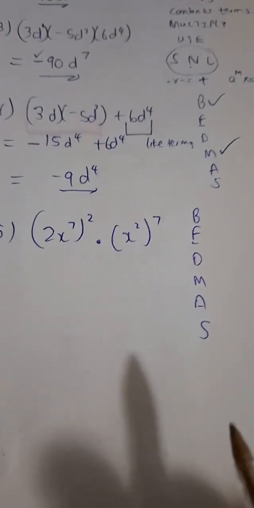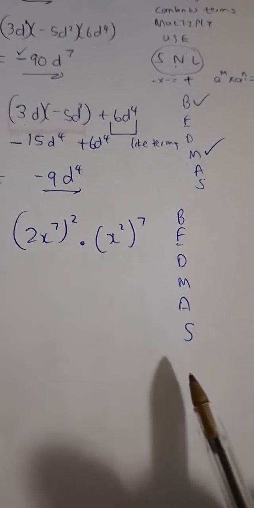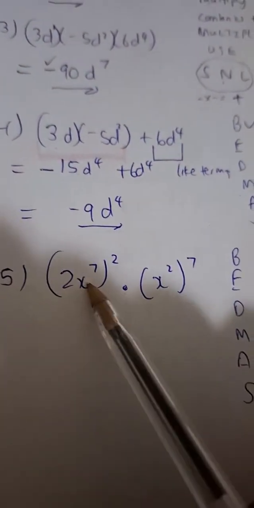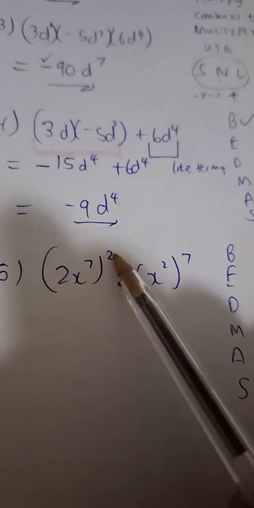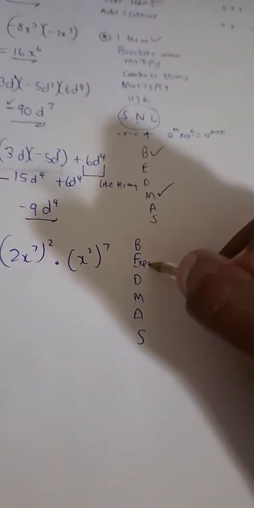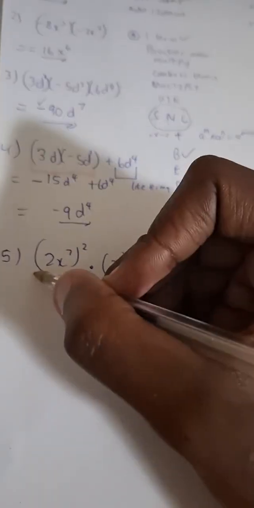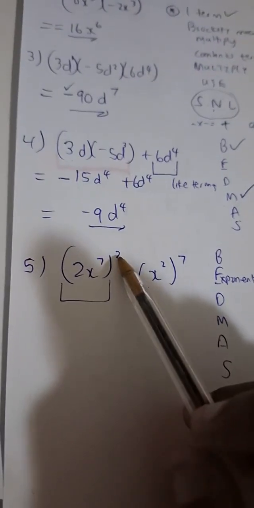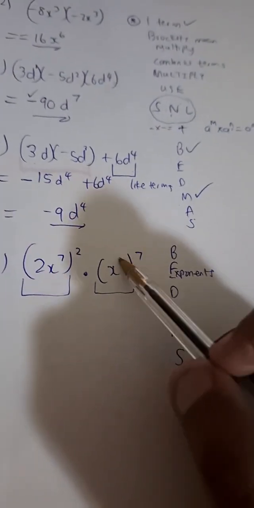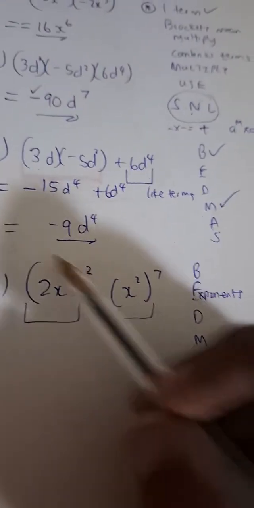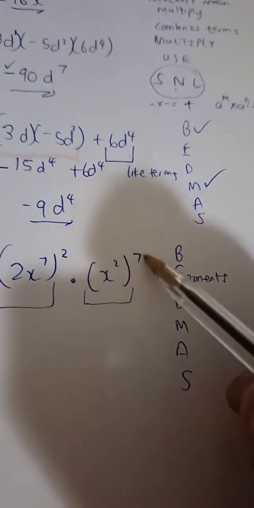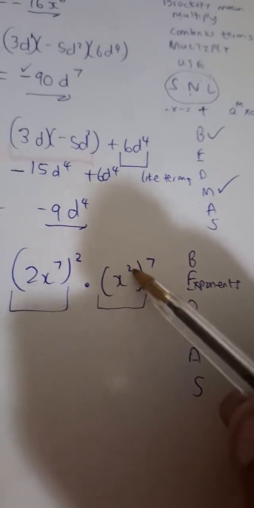BEDMAS. Yes, dot means multiply, guys, just like the brackets. So BEDMAS. We look at this bracket, we look at the exponent, and then we say brackets followed by exponents. So this guy, we need to apply the exponent. This guy, we also need to apply the exponent. This exponent 2 only covers 2x to the power 7. This exponent 7 is around x squared.